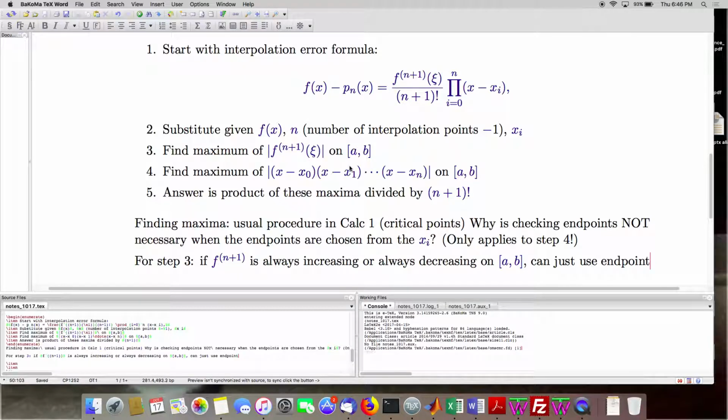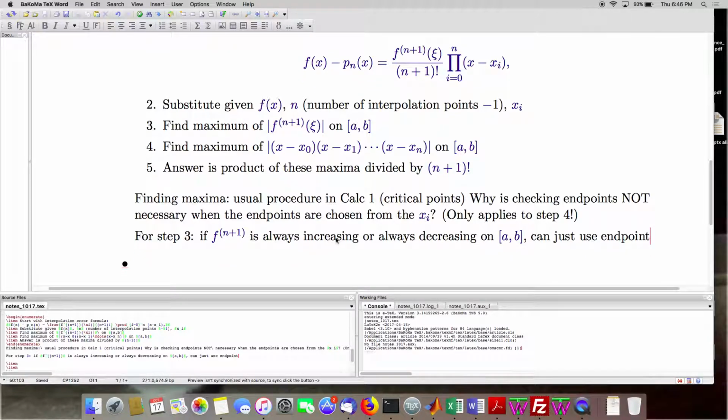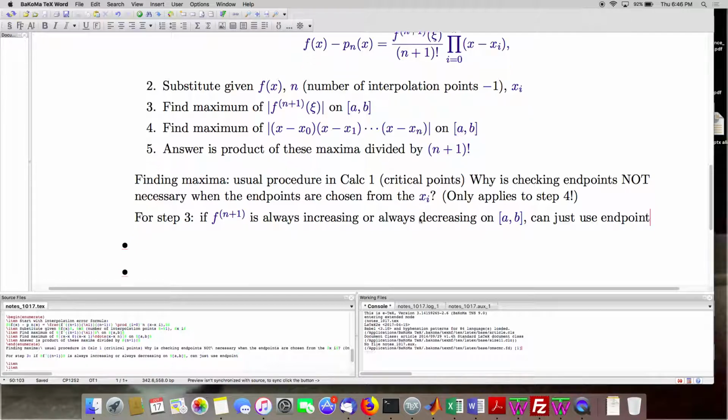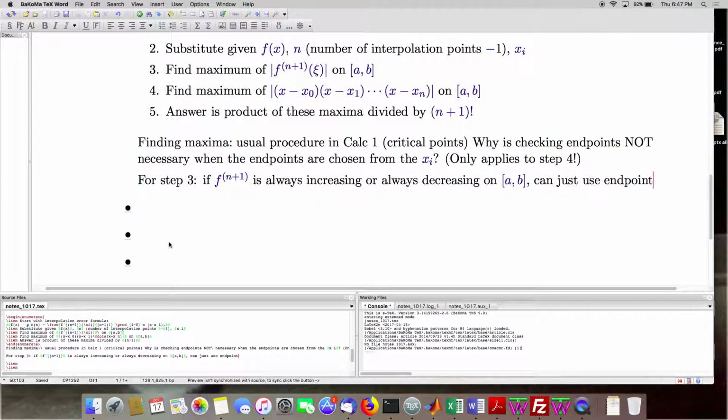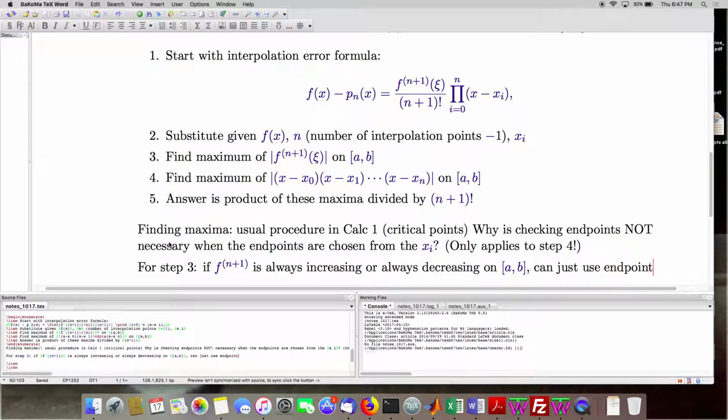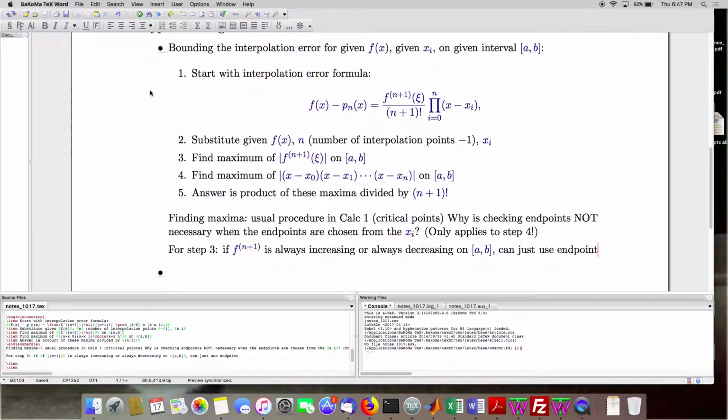You know if they're increasing or decreasing. You should state that so that I know you're not just guessing. So that saves you the trouble of dealing with critical points, because in that case you're not going to find any critical points anyway. Okay, so potential time-saving tip. All right. So any questions about what to do for this kind of problem? Let me zoom out a little bit so we can see everything.